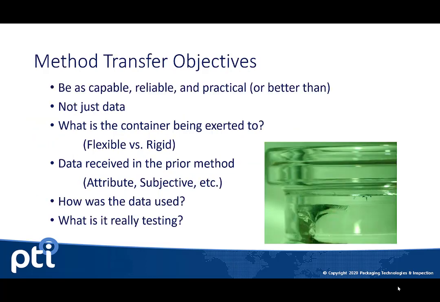When we're transferring a test method, we have to step back and ask many questions of the current test method. It's not just a leak test, it's doing a lot of other things. So really step back and ask yourselves deeper questions about the current method. What's the capability of that method, the reliability, and the practicality? We have to be as good or better than that current method if we are replacing it with something new. So you want to be as good or better than. Being as capable, meaning sensitivity, or as reliable, those are the two most important things.